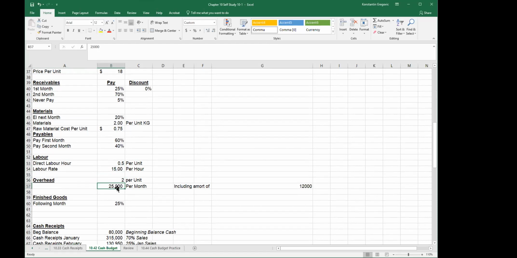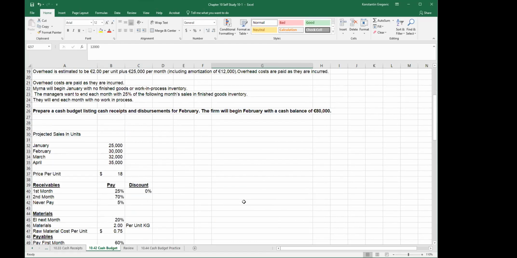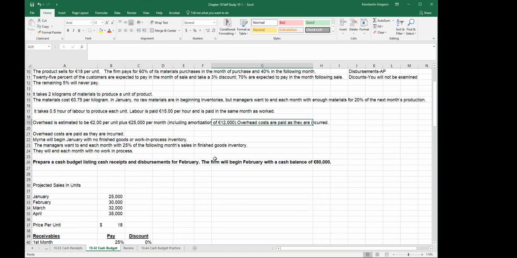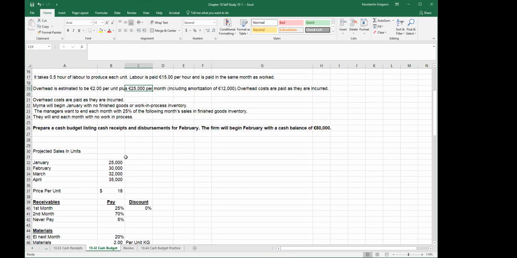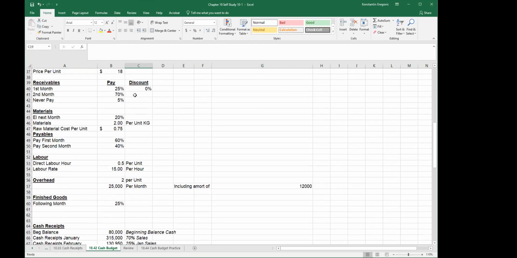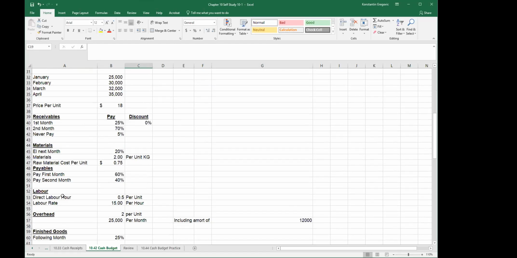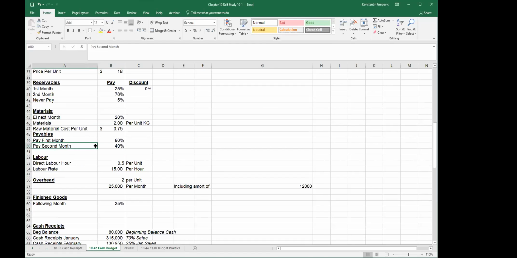25, we've also got 25% per month, including amortization of 12,000. So here's the amortization of 12,000. Overhead is estimated at $2 per unit, plus 25,000 per month. So when you're doing these problems, get all the costs down. These are the units, the price per unit, your receivables, your materials, your payables, your labor and your overhead.